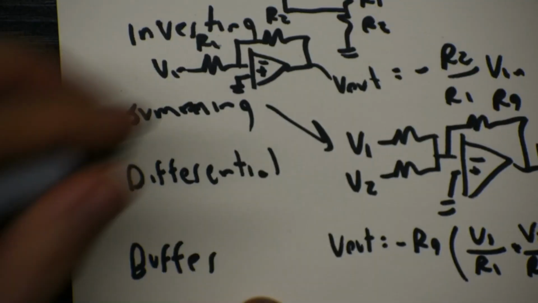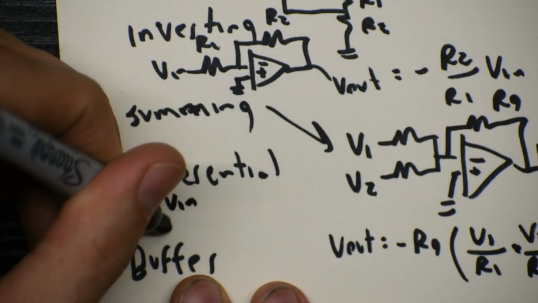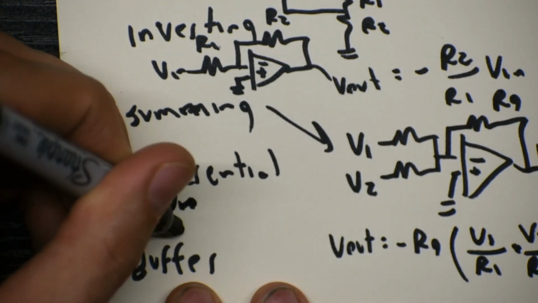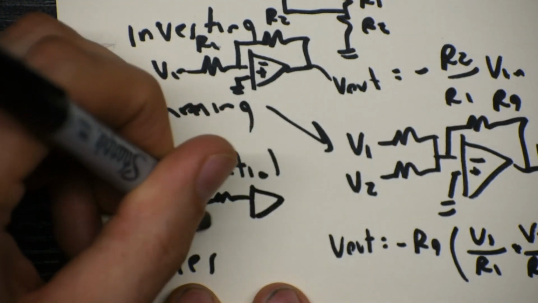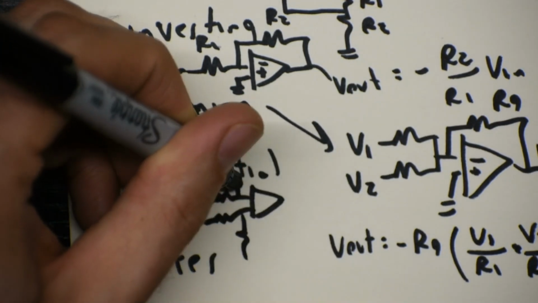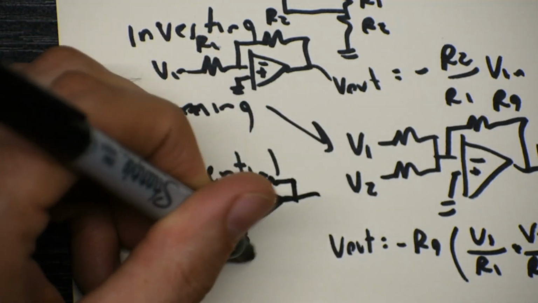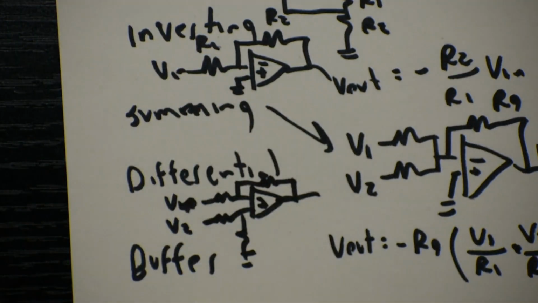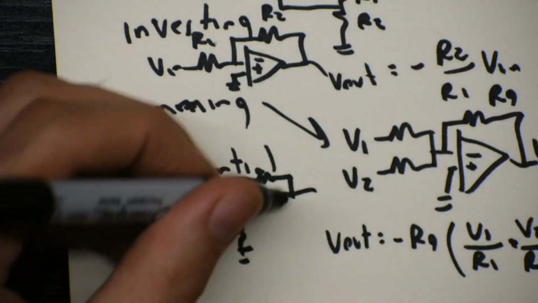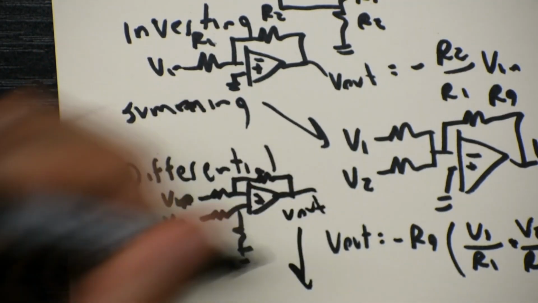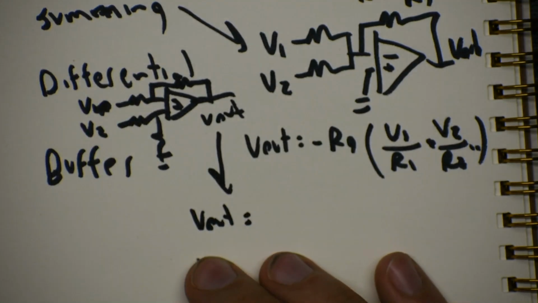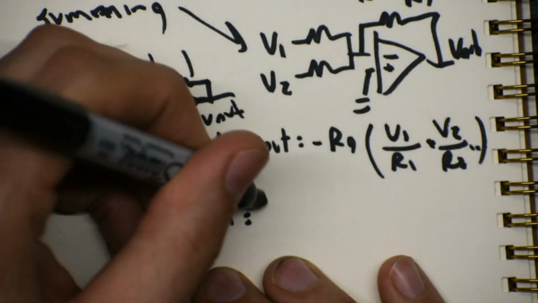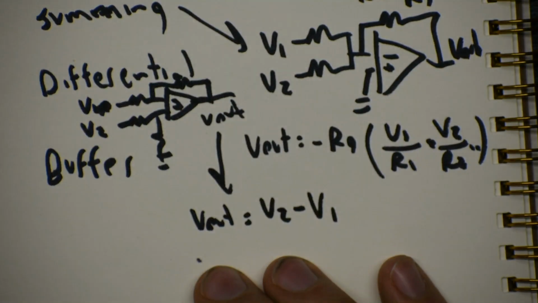Okay, our differential is how you subtract two voltages. Let's call it V1 and V2. Getting very messy here. Okay, V out. If all of the resistors are equal, we can say it's going to be V2 minus V1. If the resistors are all different, we get a much more complicated equation.